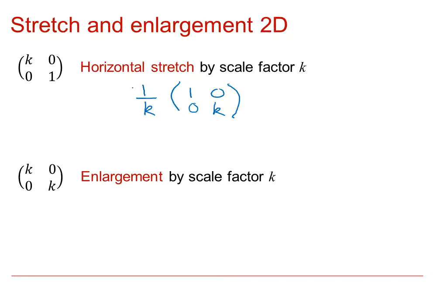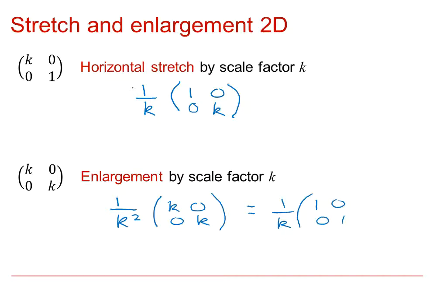For an enlargement by scale factor k, again we would expect the inverse to be an enlargement by scale factor 1 over k, but in this case we would have 1 over k squared times (k, 0, 0, k). So we may wish to think of it like that, which of course reduces to that.